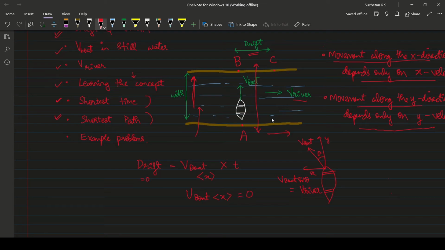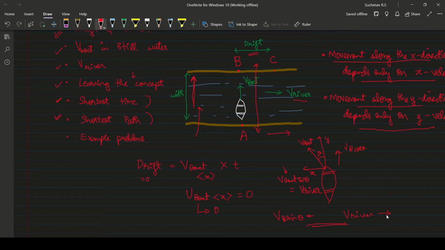The main reason is that when you put the velocity in this direction, it will have two components. One is VB cos theta and one is VB sin theta. So there is a VB sin theta in the left direction and there is the velocity of the river in the right direction. When these two cancel out, essentially the velocity of the boat in the x direction becomes zero. That's why you need to put the velocity of the boat at an angle theta such that VB sin theta is equal to the velocity of the river.